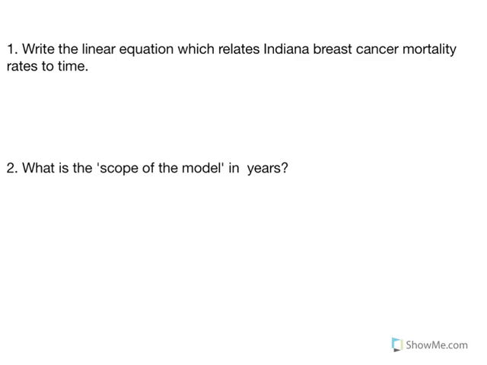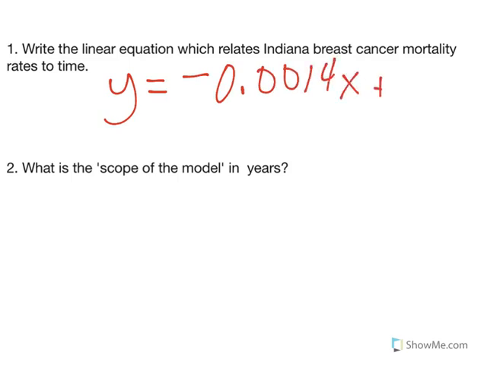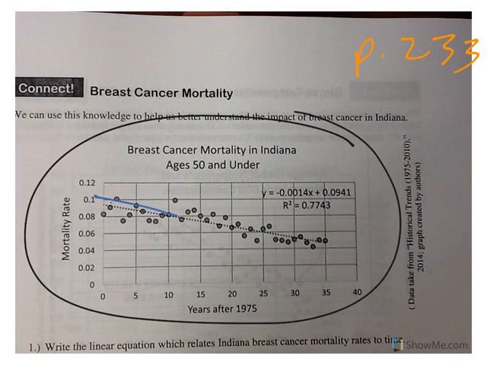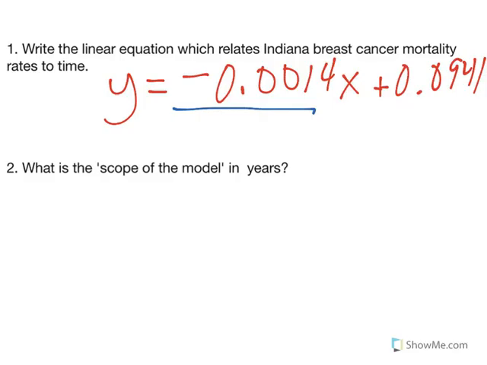Well, that is given on the graph, right? So they tell you that y equals negative 0.0014x plus 0.0941. And I want to just point out your slope is negative. And hopefully you recognize that because your line is going down. If your line is going down, we've got a negative trend, a negative slope, right? Everything is negative.